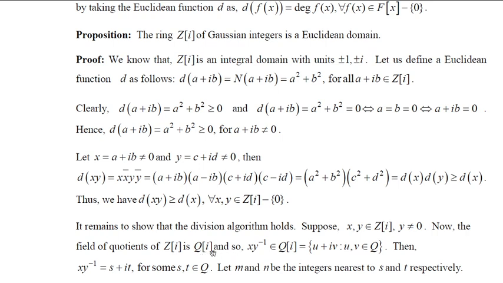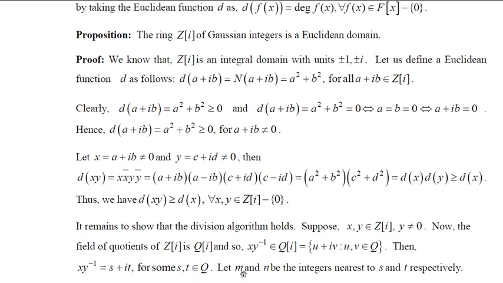Therefore, x by y, which can also be written as x into y inverse, belongs to Q[i]. But any element of Q[i] must be of the form u plus iv, where u and v belong to Q. So since this is an element in Q[i], it must be of this form. So let's assume this product x into y inverse is equal to some s plus it, where s and t are elements of Q. But remember, s and t are rationals.